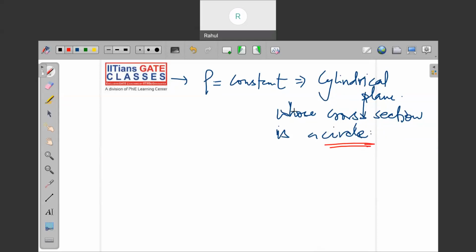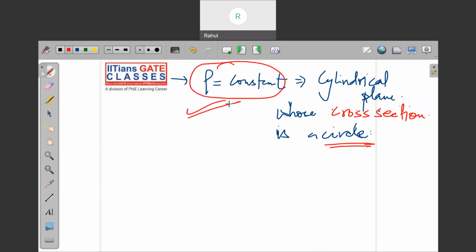Whose cross section is a circle? Remember, please. Let me write here properly. If rho is going to be constant, in the examination they might ask what kind of locus you are going to get. A cylindrical plane whose cross section is a circle, and whose axis coincides with the z axis, remember.